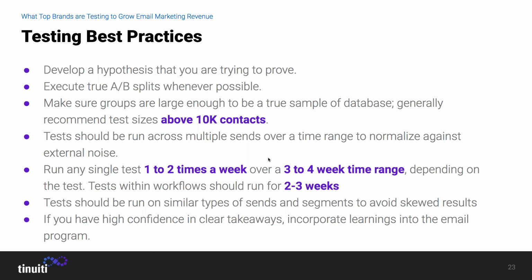And then workflow tests should run for 2 to 3 weeks or until you reach statistical significance. And we want to make sure that we always have statistical significance with our tests. And then make sure to run them on similar types of sends and segments, again, to avoid that skewed result. And I like to use static groups when I'm testing because then we can really define what that journey has been for those different audiences.